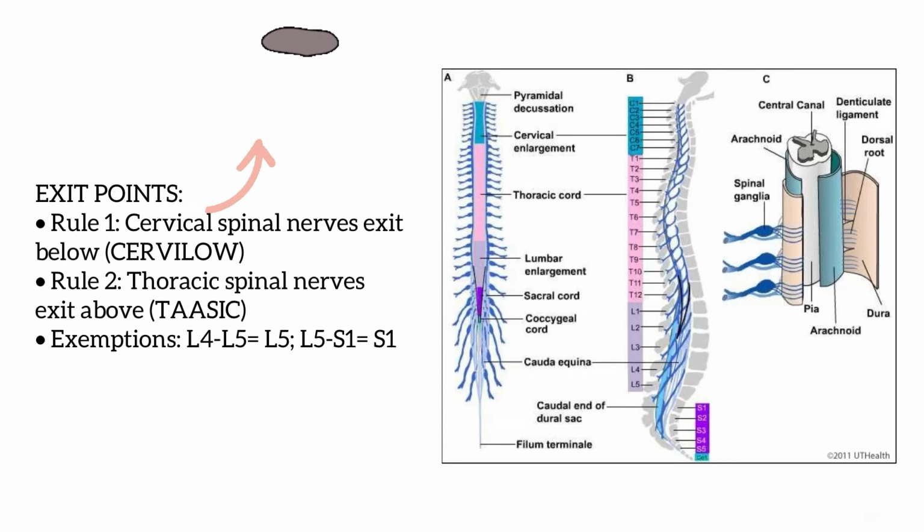Also, we have here your spinal nerve exits. So for the cervical levels, always remember the mnemonic cervelo. This means that if you are asked which spinal nerve exits between a level of the spinal cord, it is always the lower level for the cervical region. So for example, if you're asked what exits between C4 and C5, the C5 spinal nerve exits through there.